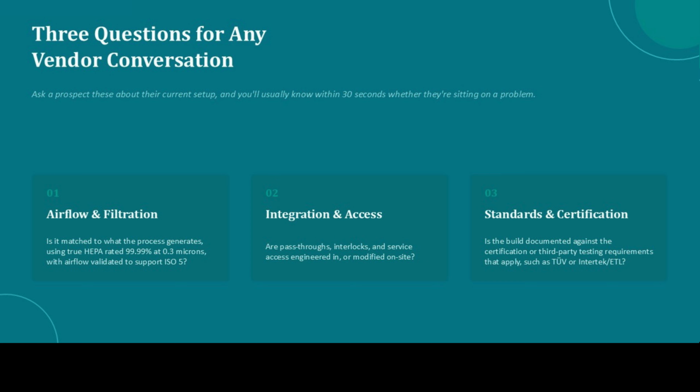Integration and access. Are cable pass-throughs, interlocks, and service access engineered in? Or will someone be modifying the enclosure on-site? And standards and certification. Is the build documented against the applicable certification or third-party testing requirements, such as TÜV or Intertek/ETL? Or is that an afterthought too? Ask a prospect these 3 questions about their current setup, and you'll usually know within 30 seconds whether they're sitting on a problem.